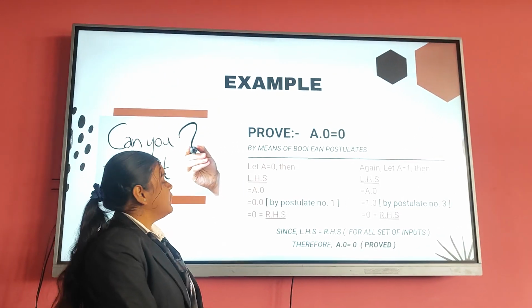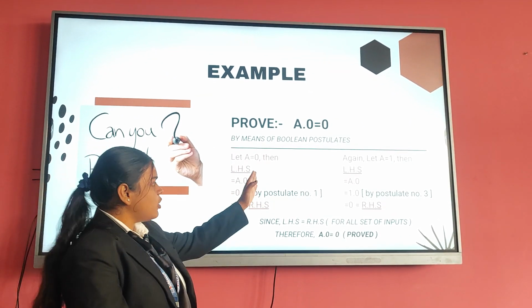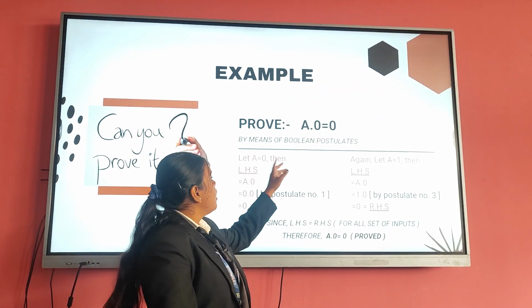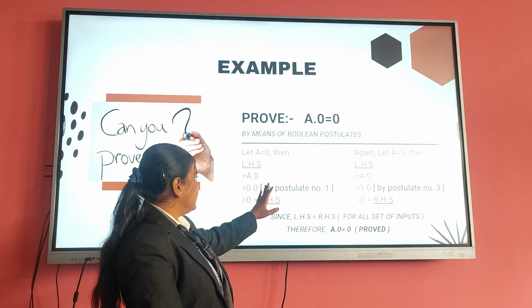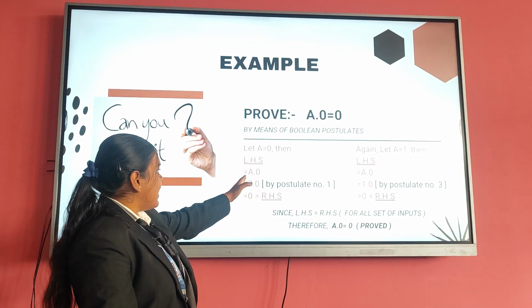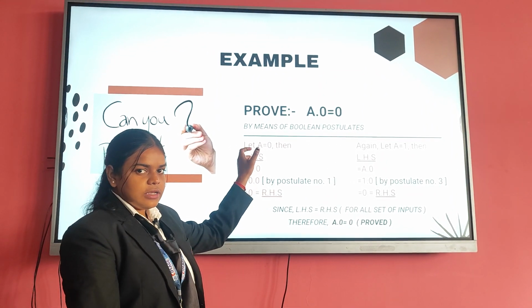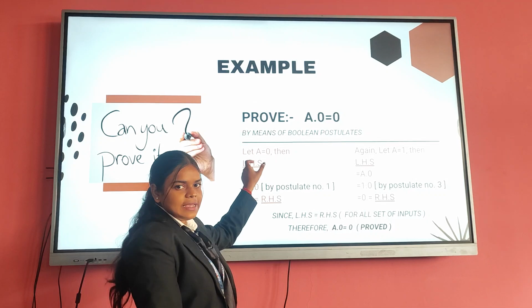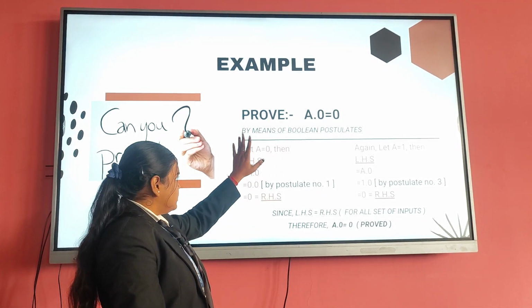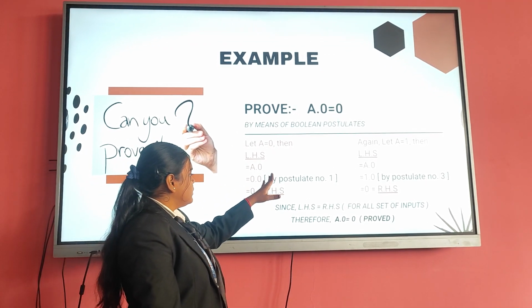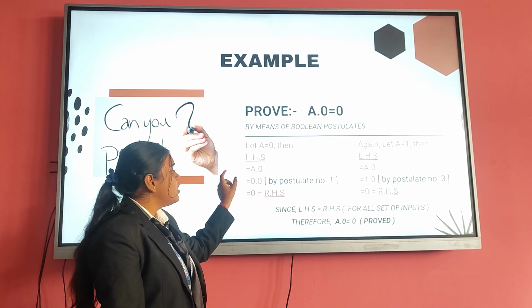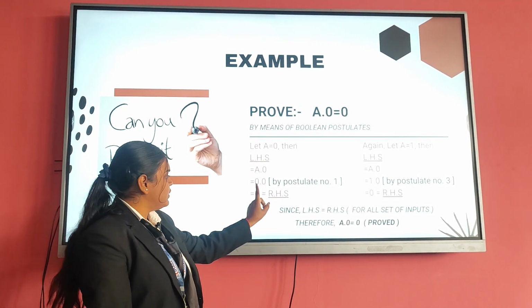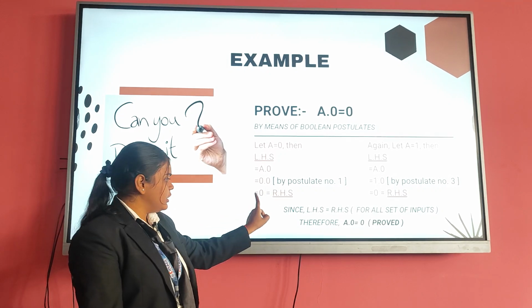So here is an example proving A AND 0 equals 0. We need to prove this by means of Boolean postulates. Using Boolean postulates, first we will take the LHS and in the first part we will assume A as 0. Taking the LHS, A dot 0 equals, we put the value of A equals 0. By postulate number 1, we get 0 AND 0 equals 0.